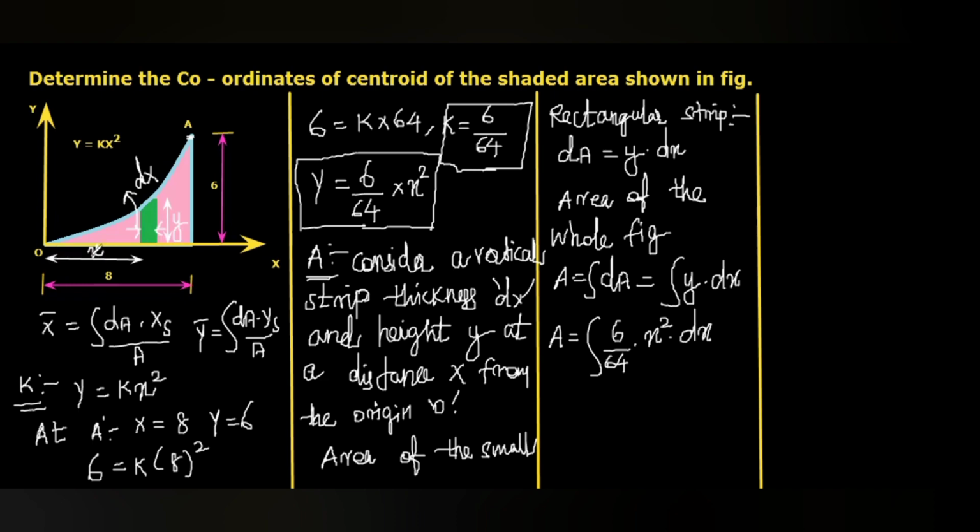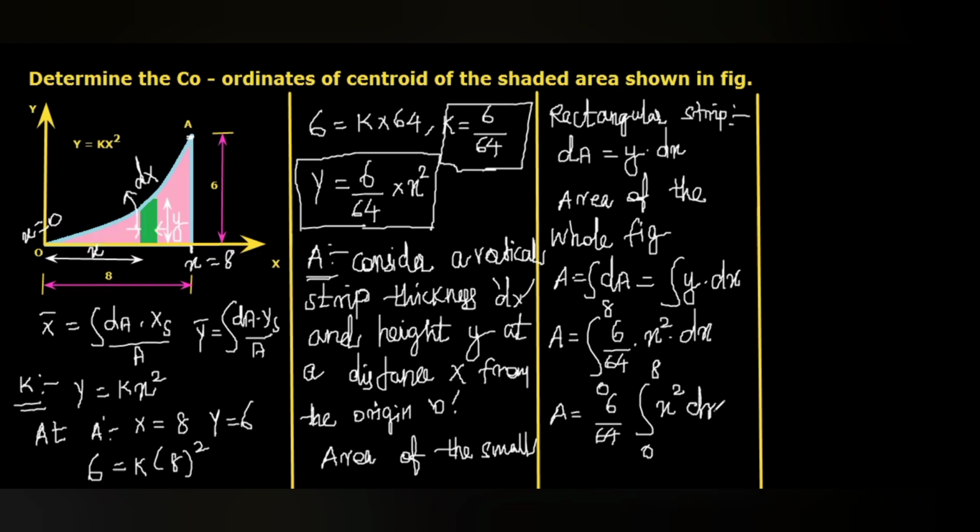Here x varies with the limit. At point O, x equals 0. And this point, the maximum point, x equals 8. Do you understand? Here x equals 0. Here x equals 8. So the limit will vary from 0 to 8. This 6 by 64 is a constant, so I am going to take it out of the integral. So now 6 by 64, limit 0 to 8, integral of x square dx.